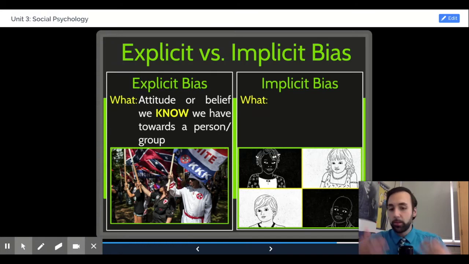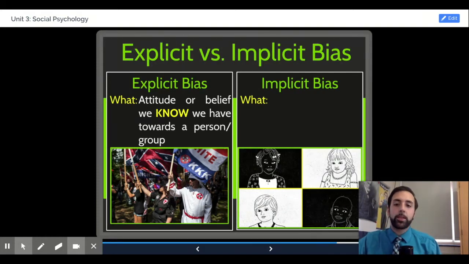If you ask somebody who's donning a KKK outfit, they're not going to hide their opinions. They're wearing it on their shoulder. They'll tell you how they feel. That's what we call explicit bias. It's when people are asked point blank about different groups or different people amongst those groups, and they're honest and truthful, and as a result exhibit prejudice in a way that's clear and upfront.